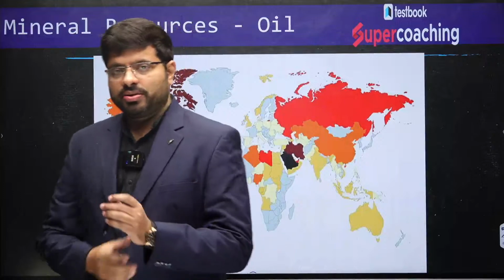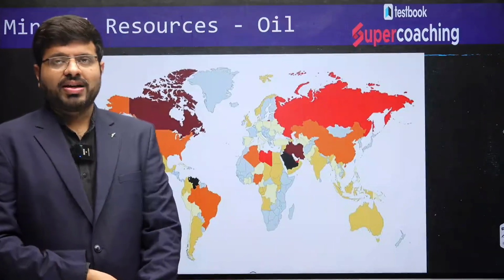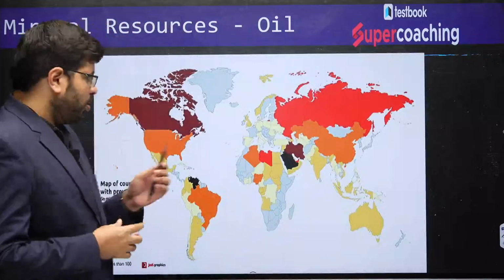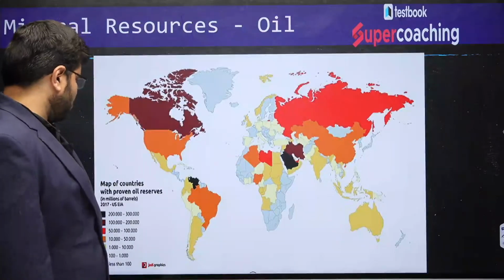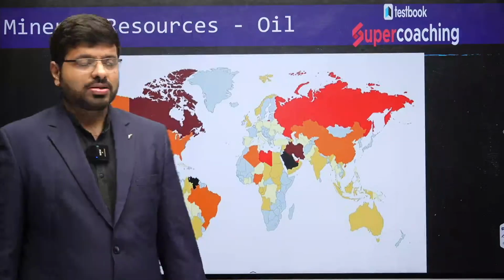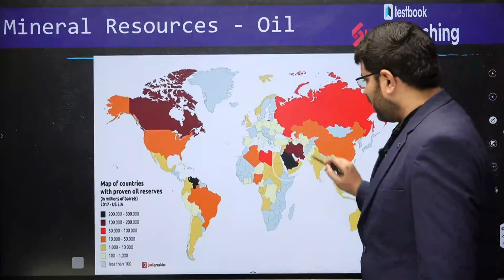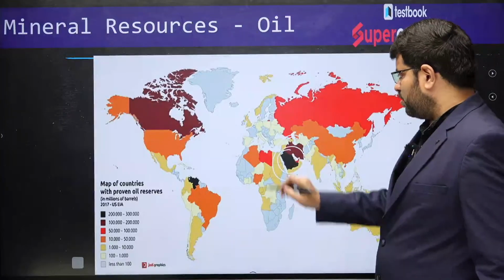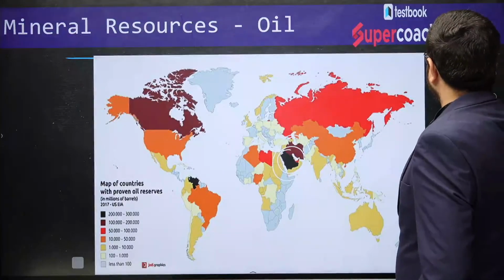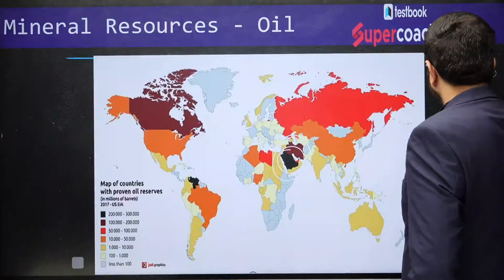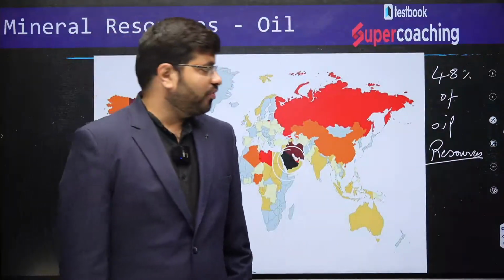As you can see in this picture, I hope you all can hear my audio. The video is good, you can listen to it, right? If you look at this picture, the black color indicates the maximum proven oil reserves across the world. It is more in the Middle East countries. These countries have almost 48% of the oil resources across the world. They have significant clout, right?